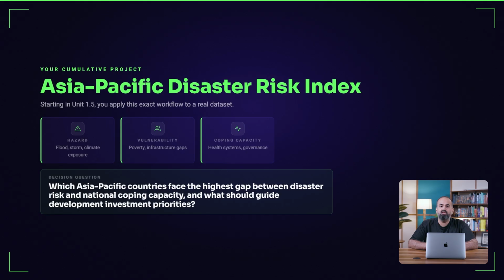Before we close, a word about your cumulative project. Starting in Unit 1.5, you will apply this exact workflow to a real data set on disaster risk across countries in the Asia-Pacific region, covering hazard levels, national vulnerability, and coping capacity at country level. Your decision question, which you will refine in Unit 1.5, is: which Asia-Pacific countries face the highest gap between disaster risk and national coping capacity? What would guide development investment priorities?